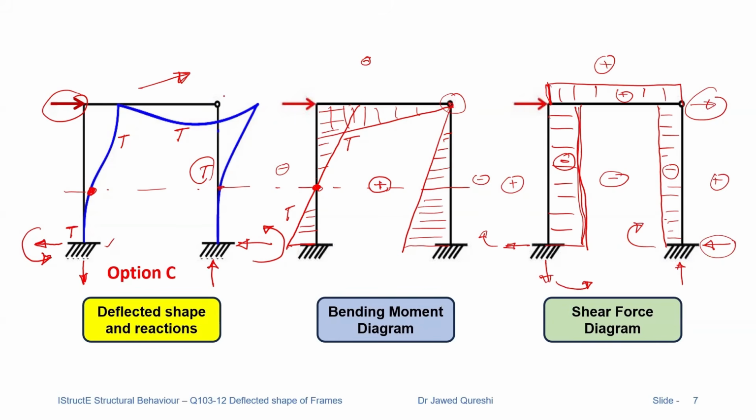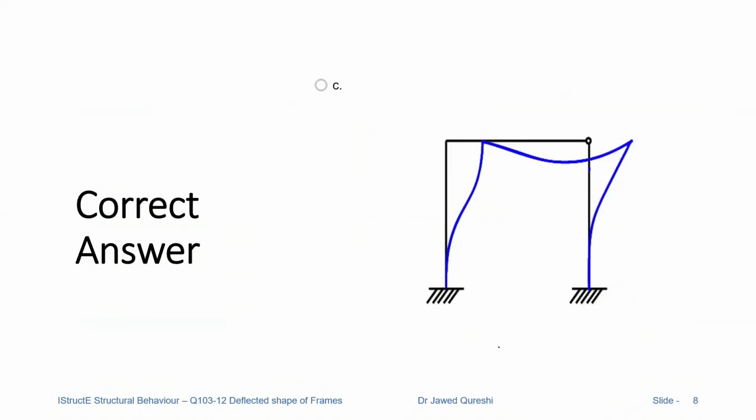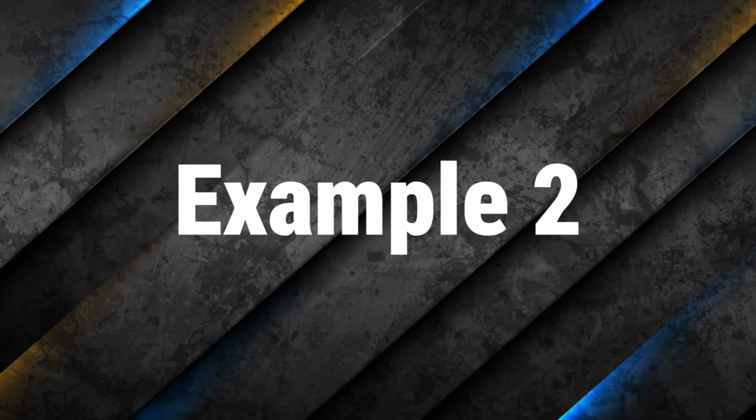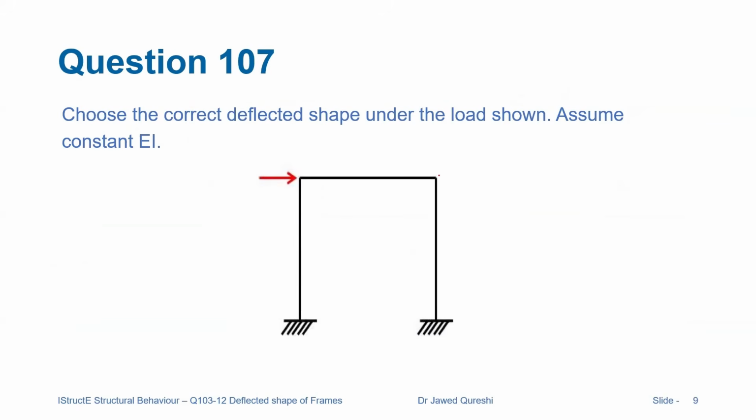Now what happens if this angle is not internal pin, if it is a fixed joint? You will see it in next example. So our correct answer is option C. How about if I have a fixed joint over here? This will drastically change the deflected shape. Let us see how it can change the deflected shape.